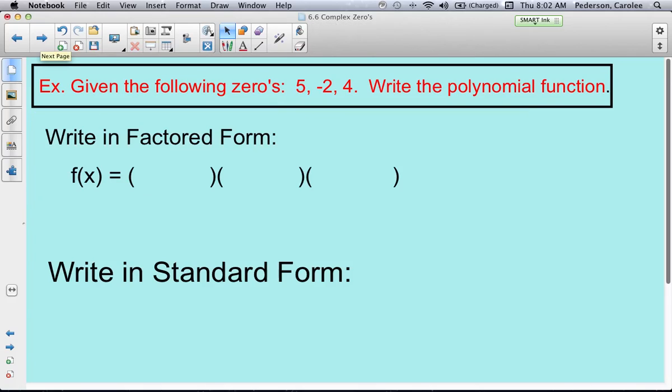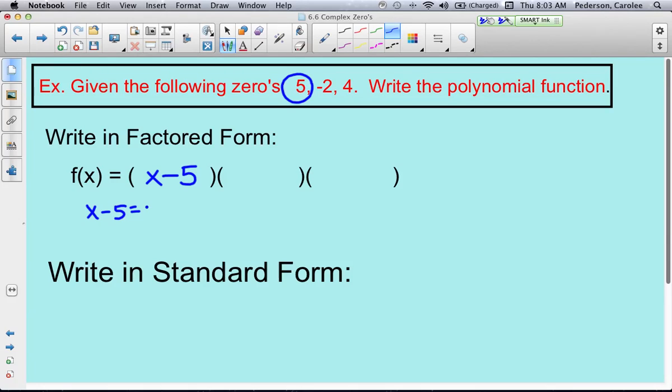So in factored form, let's take the first 0. You should be writing this problem down. The first 0 is at 5, so that's the x-intercept at 5. So to write it in factored form, it's going to be x minus 5. The reason why is if we use the zero product property and set that factor equal to 0, you don't need to write this piece down. If I set it equal to 0 and I solve it, I get x equals 5, which is a 0 of the function. So you don't need that piece.